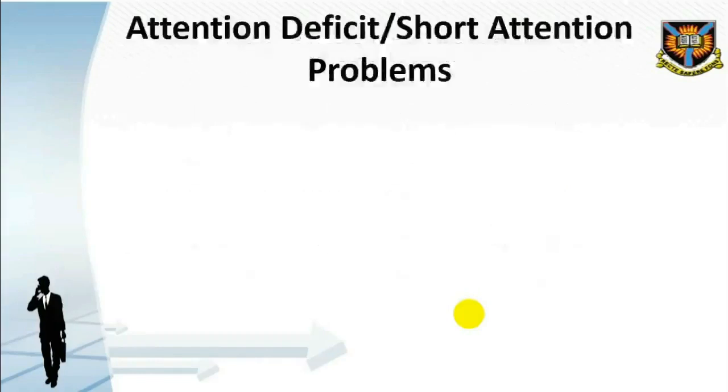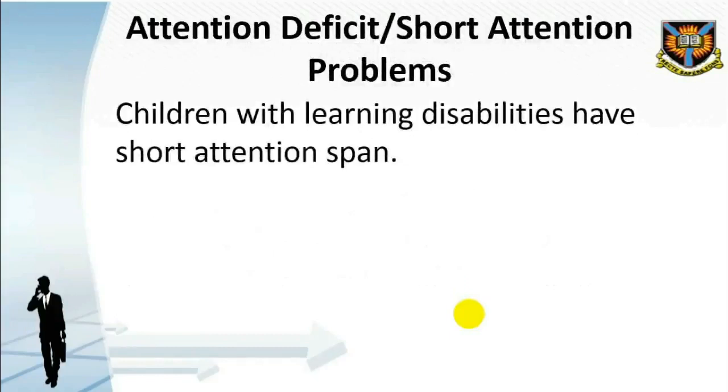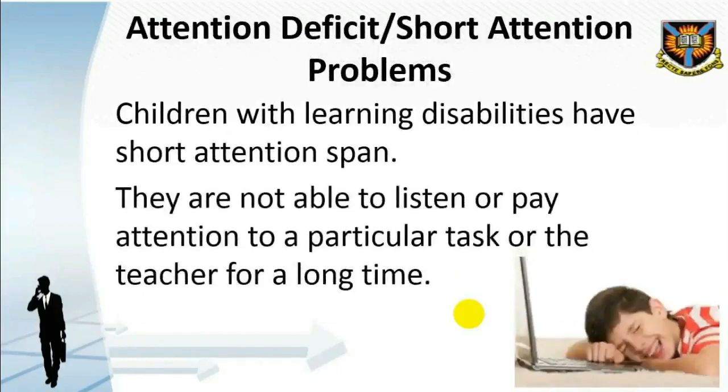4. Attention deficit or short-time attention problems. Children with learning disabilities have a short attention span. They are not able to listen or pay attention to a particular task or the teacher for a long time. They may not focus on the task or contents of instruction for a long time when a lesson is being presented.